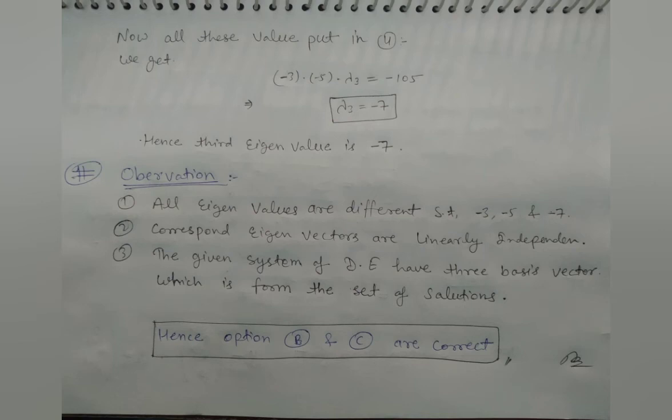Observation 1: all eigenvalues are different, such that -3, -5 and -7. Second, the corresponding eigenvectors are linearly independent. And third, the given system of differential equations has three basis vectors which form the set of solutions. Hence options B and C are correct. Thank you.